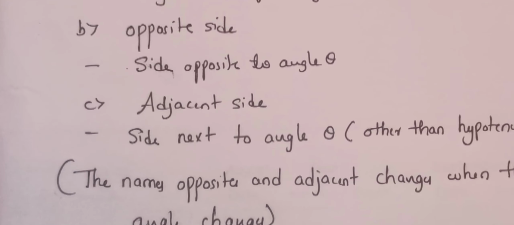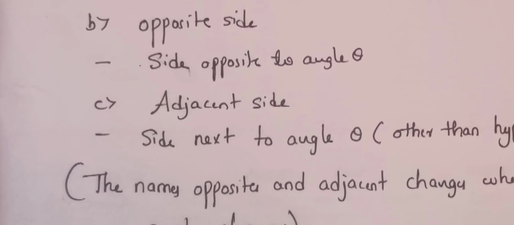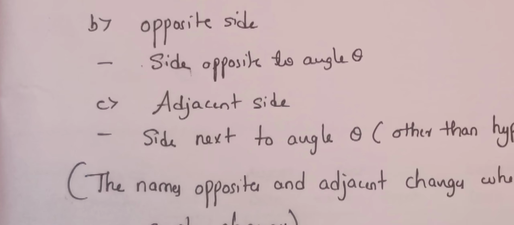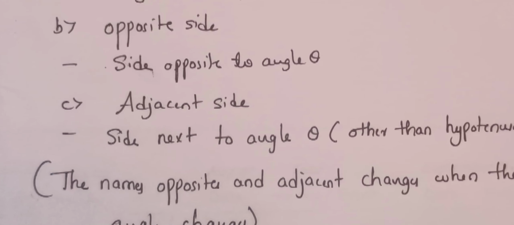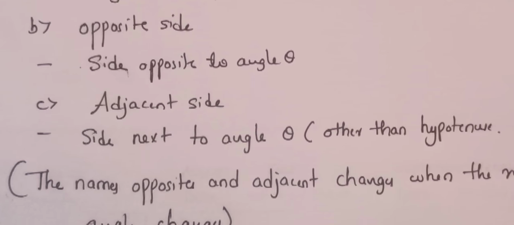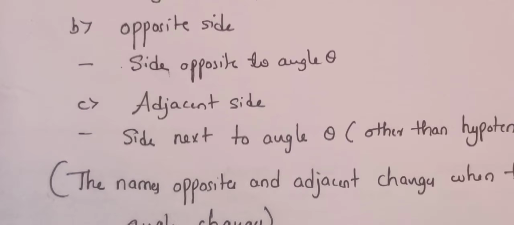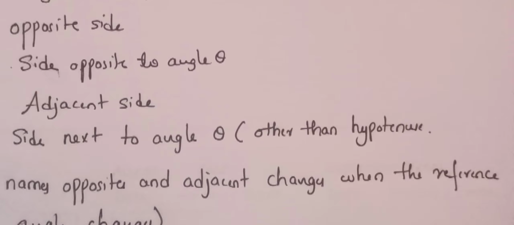Here we have three main concepts. The first one is the hypotenuse, the second one is the opposite side, and the third one is the adjacent side. First, let's discuss the hypotenuse. The side opposite to the right angle, 90 degrees, is called the hypotenuse, or the longest side of the triangle. In both triangles you can see the longest side is, in the first image, AC, and in the second image it's also AC.